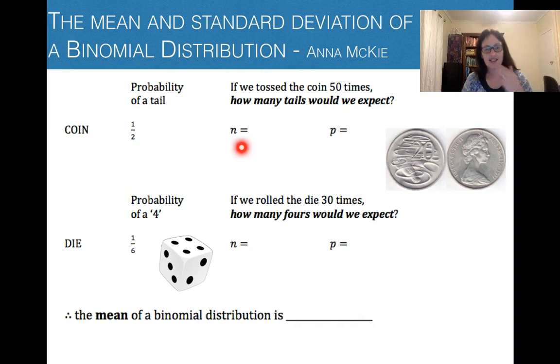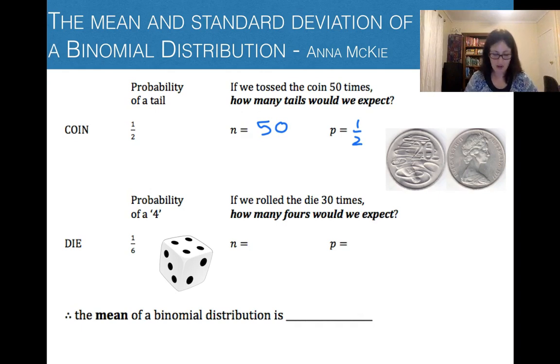A good way to start setting up these questions is identifying our n and our p. So n is the number of trials, so in this case 50 times, so we'll write 50 here. And p is the probability of a success, and a success in this case is a tail, so we've got a 1 in 2 chance.